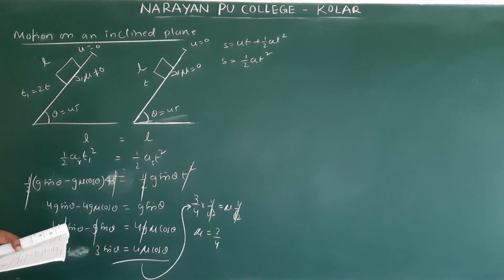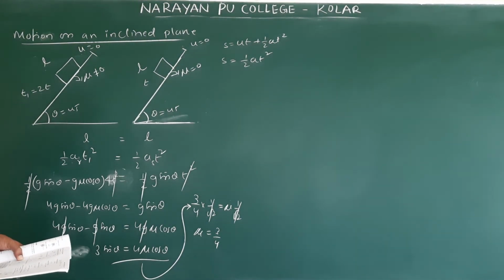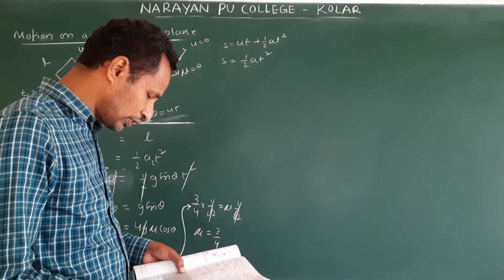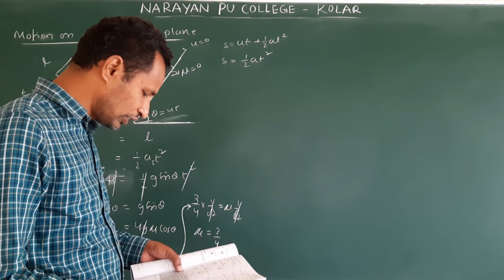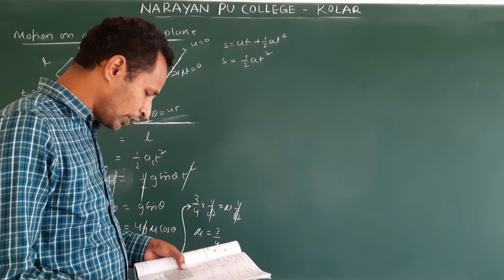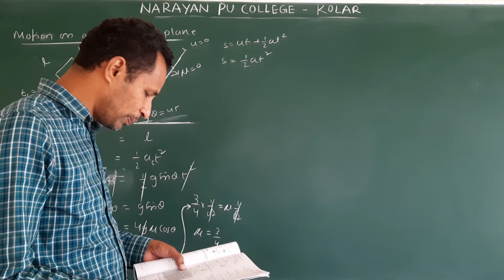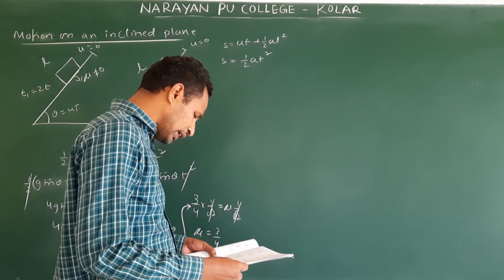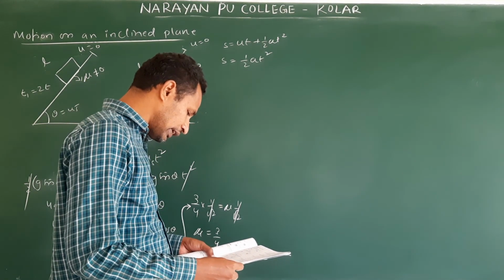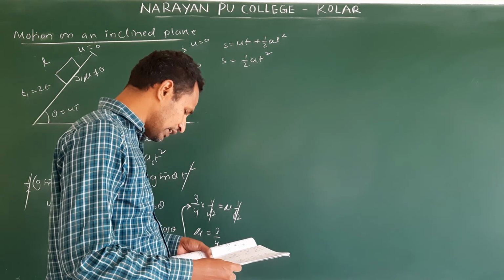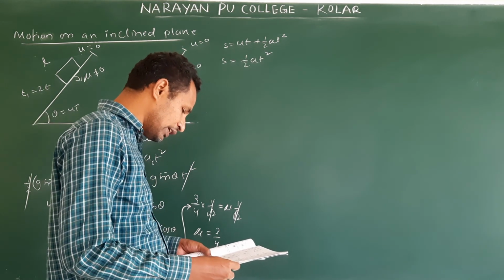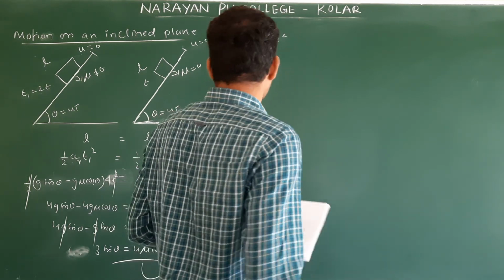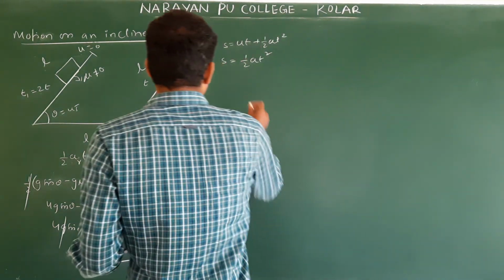Okay, 3 by 4, right. Next, a block slides down on a rough inclined plane of inclination 30 degree with a constant velocity. If the block is projected up the plane with 10 meter per second, then at what distance along the inclined plane will the block come to rest? Okay, now question C.